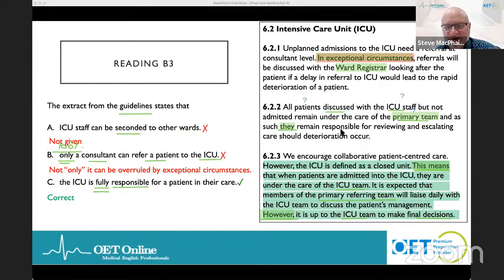So what we've done is gone from the active to the passive. Patients discussed with the ICU staff but not admitted. They were not admitted, they remain under the care. This team is doing the care. And as such, they, the primary team, remain responsible for reviewing. So it's the primary team, not the ICU. All right, so "they" means the primary team. Just be aware of that, everyone.